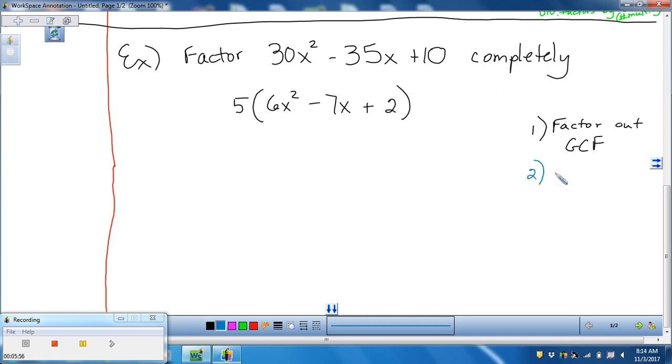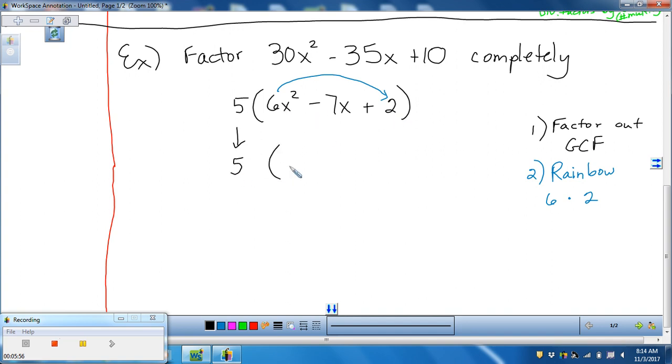So step 2, we're going to rainbow the number on the x squared over to the last term. So the 6 is going to be multiplied by the 2. It's always the number that's directly in front of the x squared that you are rainbowing. If you have a GCF, it just stays outside the parentheses and comes along for the ride each time.